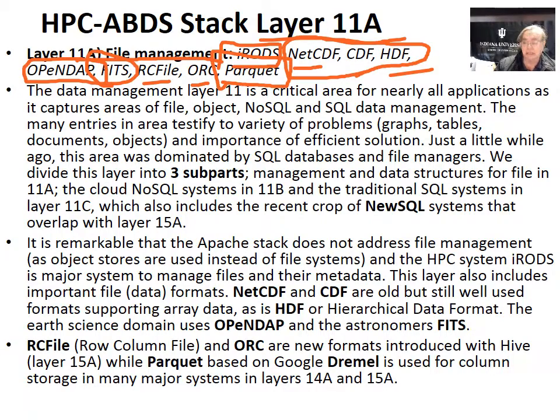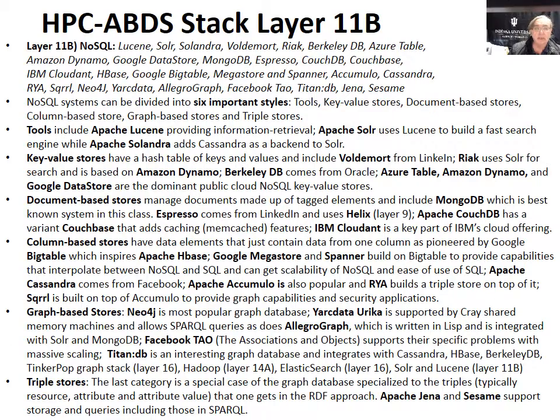So that's 11A. Now we have 11B. It's the densest of all these slides, just because there are lots of entries in this layer. This is the NoSQL layer. It's remarkable how many entries there are here, including many from Apache and other open source sources. And there's nothing at 11A except iRods from HPC, whereas these systems here are not coming from HPC.